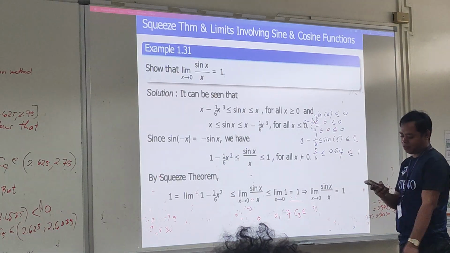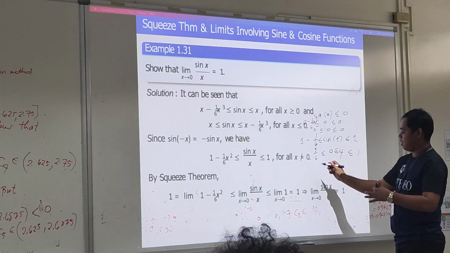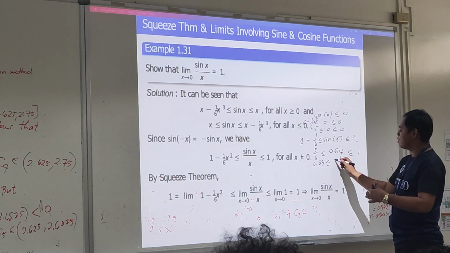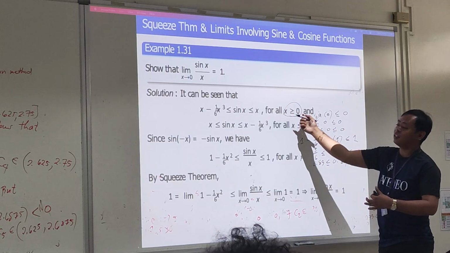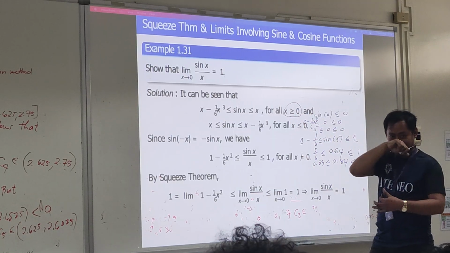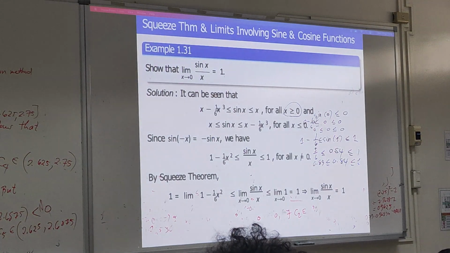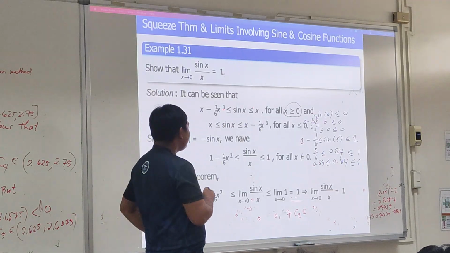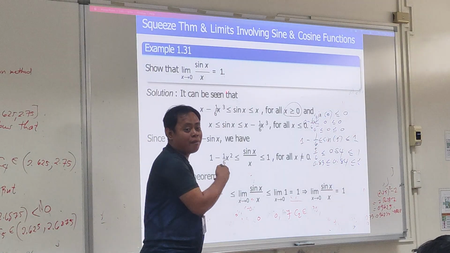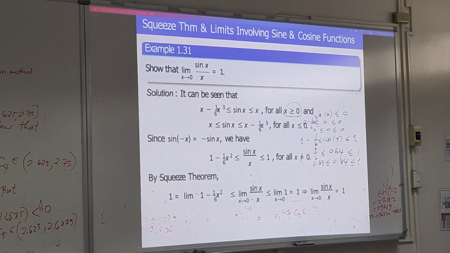What is 5 out of 6? That is 0.83. So for whatever values of x, as long as it is positive, 1 over 6 equals trial and error. It's just trial and error.